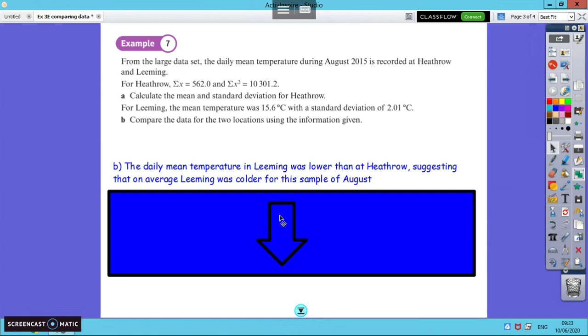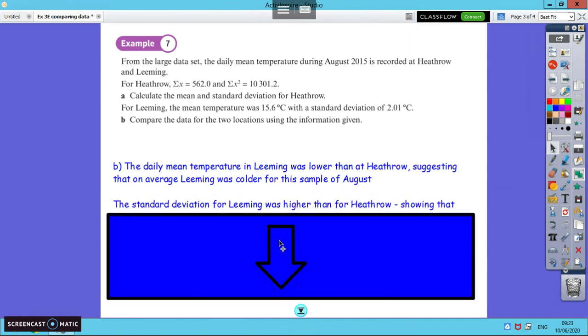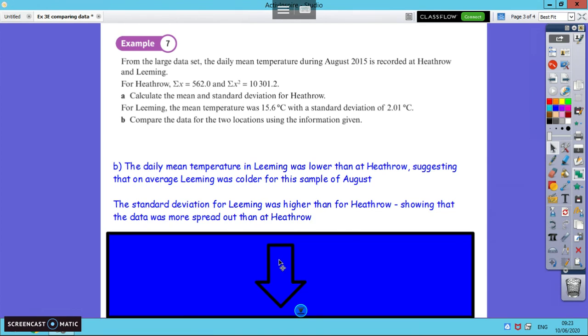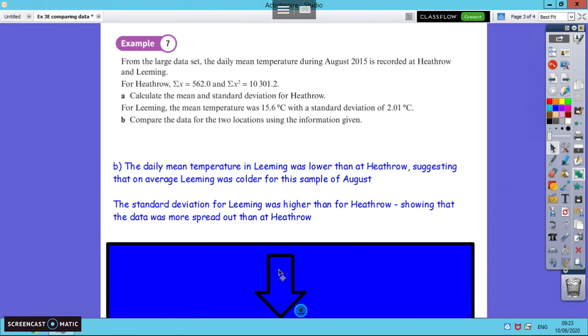Now the measure of spread, which is the standard deviation, okay, we'll talk about the standard deviation now. So the standard deviation for Leeming was higher, it was 2.01, than for Heathrow, showing that the data was more spread out than at Heathrow. So the data at Leeming was more spread out than the data at Heathrow, given by the fact that the standard deviation was higher there. Okay, and there we go. There's our two comparisons there. The mean and the standard deviation compared really nicely there in context of the question.